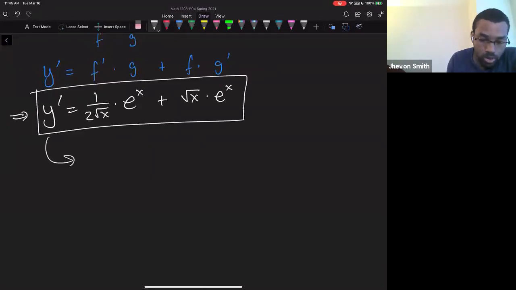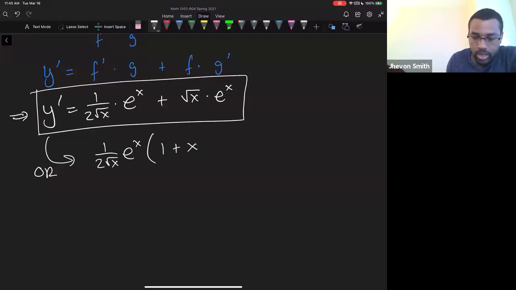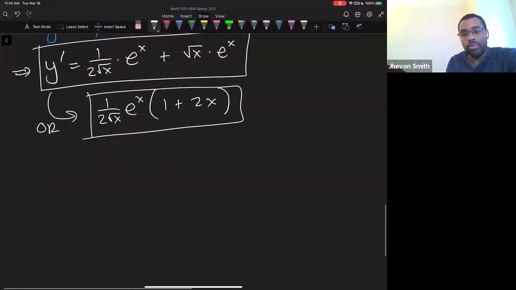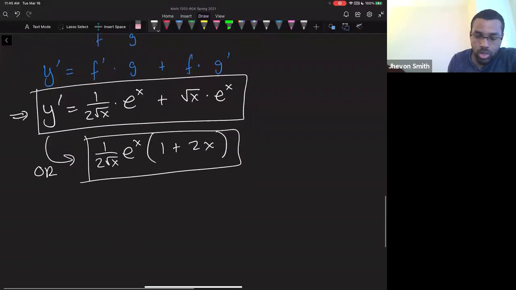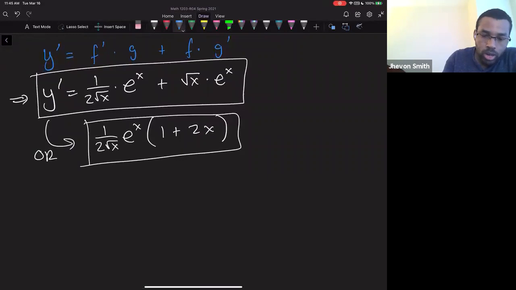Or you could simplify this as well. Something like 1 over 2 rad x, e to the x, times 1 plus 2x. Okay.